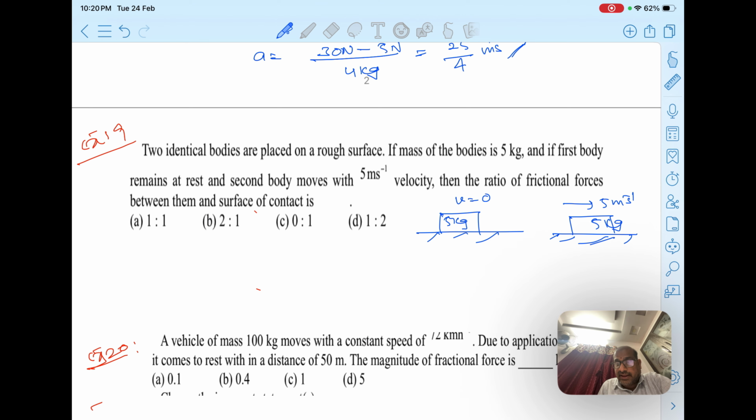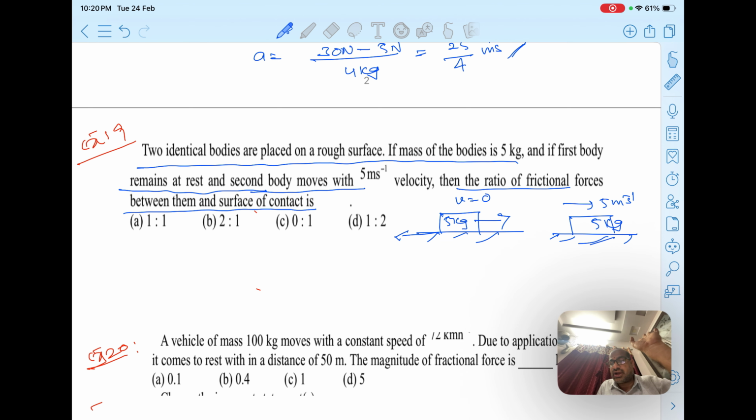See, this body is still not moving, but you're applying force. Oh, first body at rest. Okay, but he didn't mention that you're applying force, right? Two identical bodies are placed on a rough surface, body 5 kg, and if the first body remains at rest, second body moves, then the ratio of frictional forces between them and surface of contact. Okay, see here, he didn't mention that you're applying the force. If you are applying force on this one still at rest, it means friction definitely will act. Friction comes into the picture. But he didn't mention applying force, means you are not applying at all.